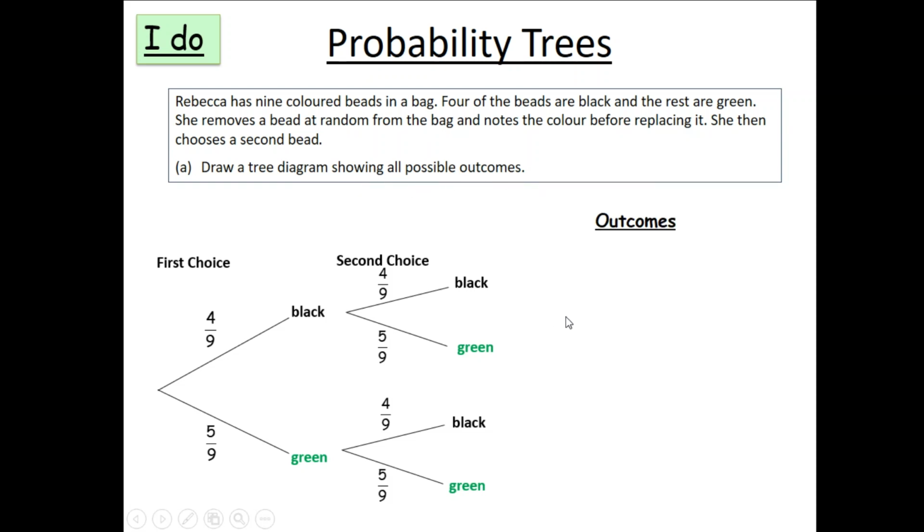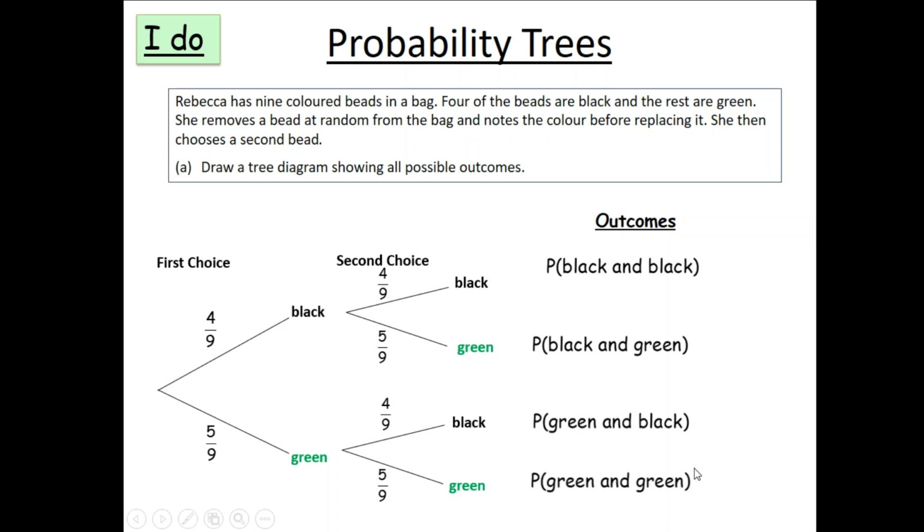Okay, so the outcomes now that we can get, if we follow the top branch, we can get a black bead on our first choice and a black bead on our second choice. So we can get black and black. Next outcome, we can get a black bead on our first choice, but we can get a green bead on our second choice, so we can have black and green. The next one we can have green and black, and the next one we can get green and green.